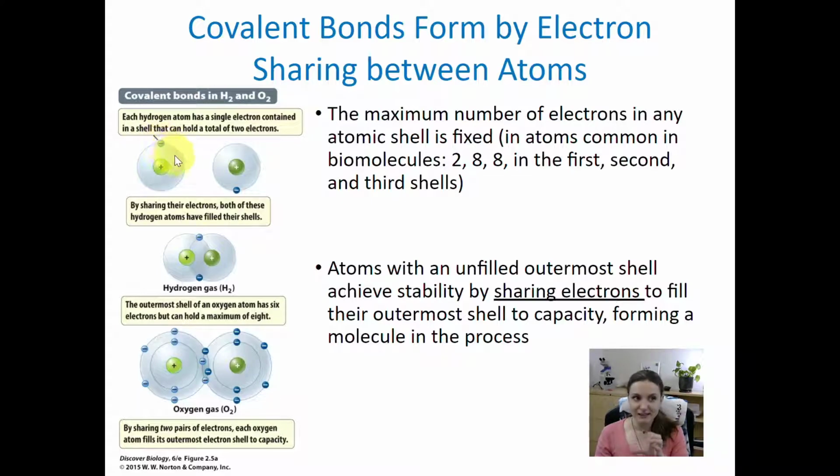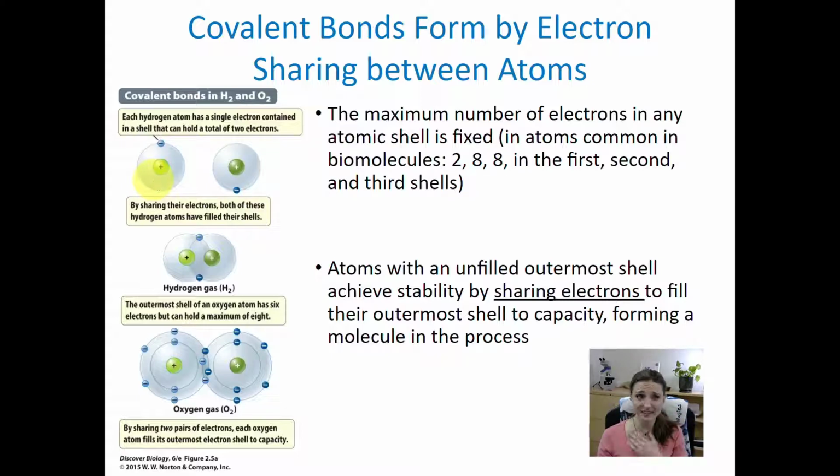The shell that's closest to this nucleus can hold 2 electrons. Okay, so this hydrogen atom right here has space for another electron in it. This hydrogen atom over here also has only 1 electron and has space for another electron in it. Okay, so atoms will make bonds in order to fill up the shell of electrons that's closest to the outside of the atom. So hydrogen only has this first shell, and this first shell can hold 2 electrons in it, maximum.